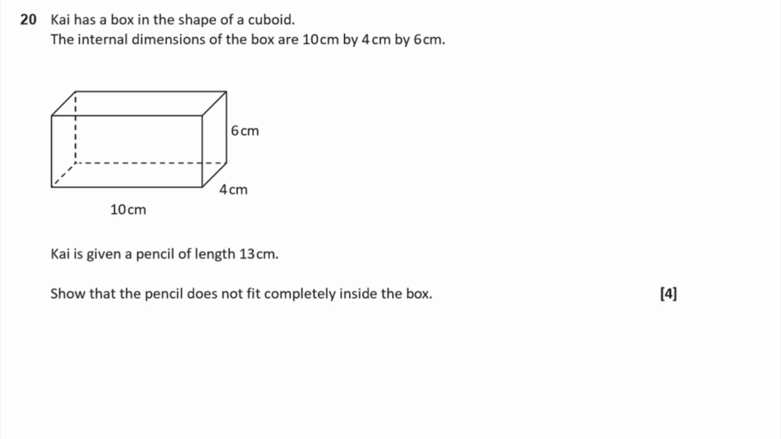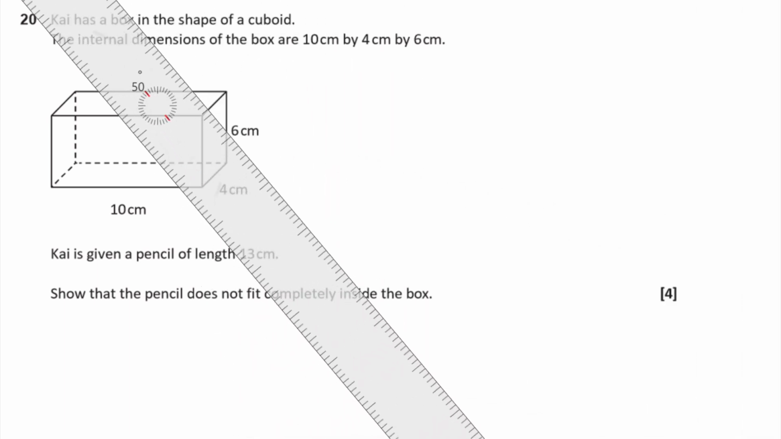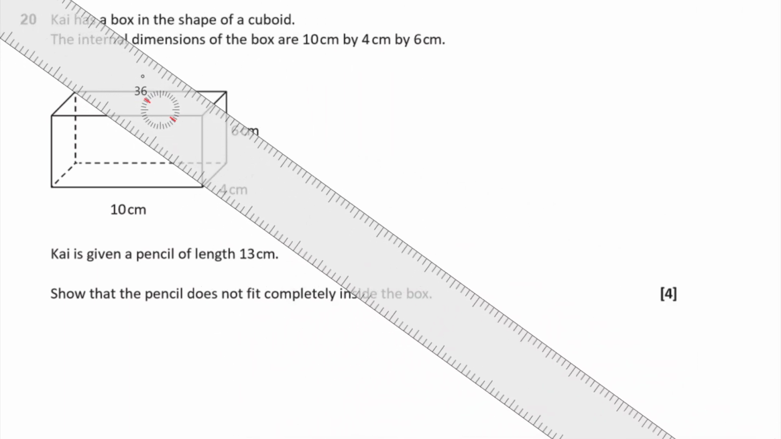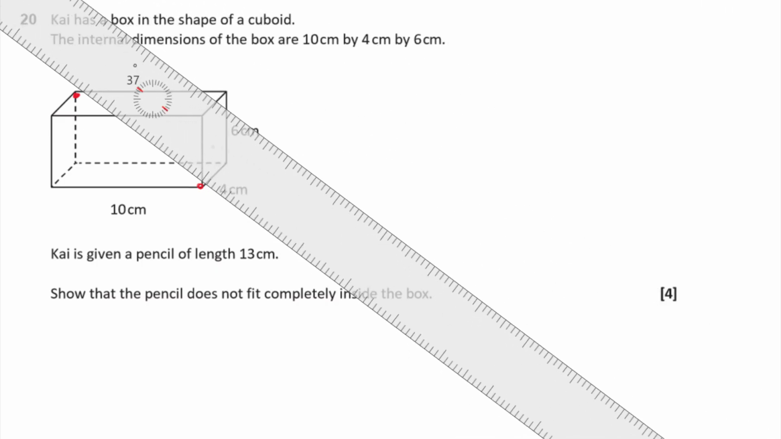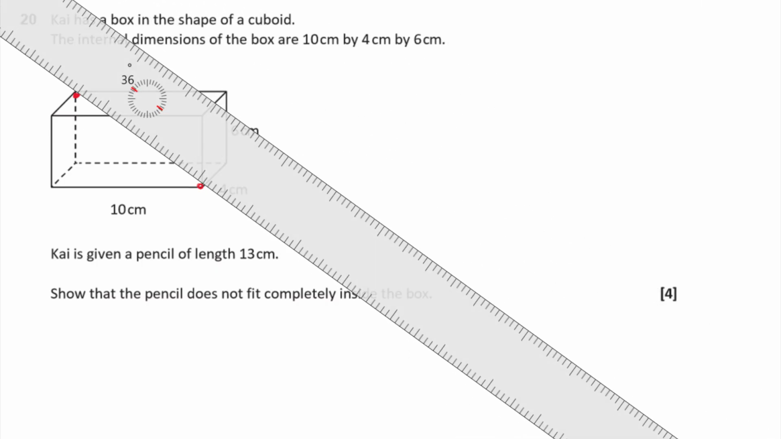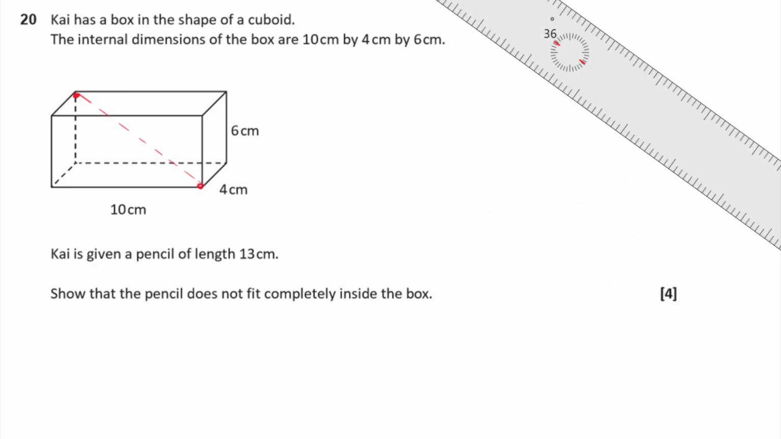Show that the pencil does not fit completely inside the box. Okay. Now, the longest part of a box is going to go from one corner to the other, isn't it? So if you think about it, if the pencil fits, it needs to be shorter than that distance from one corner of the box to its opposite corner on the other side of the box, like that. Okay, so we need to know that distance.